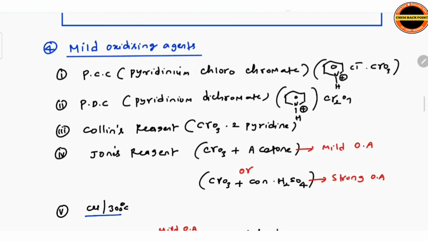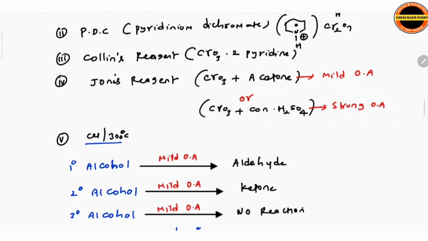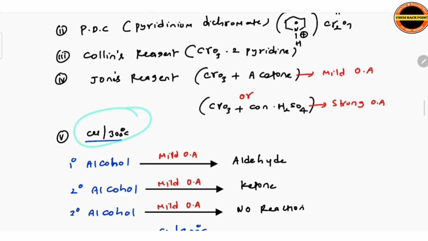Mild oxidizing list. If you remember this, no confusion in exams. PCC, pyridinium chlorochromate, structure like this. PDC, pyridinium dichromate. All these are mild oxidizing agents. Collins reagent, CrO3 with 2 pyridine. Jones reagent, CrO3 plus acetone, a mild oxidizing agent. CrO3 plus H2SO4, if they give that, it is a strong oxidizing agent. One more: Cu at 300 degrees Celsius.